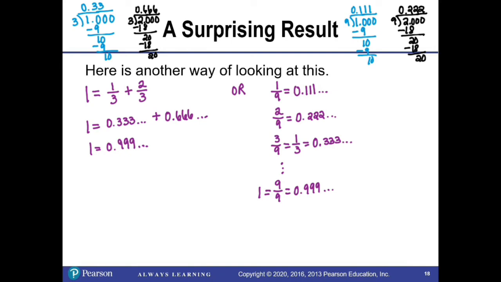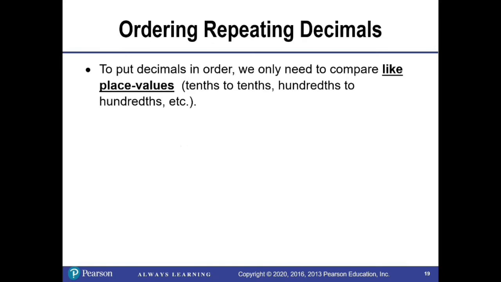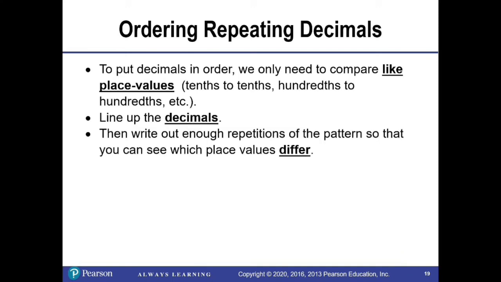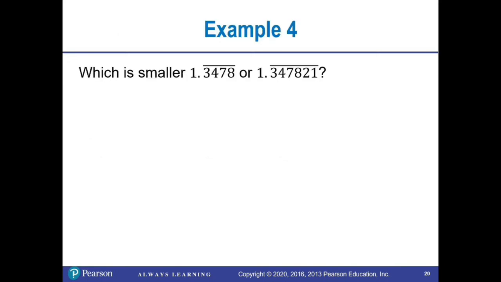One last topic in section 7.3 is ordering repeating decimals. To put our decimals in order, we compare like place values. Tenths to tenths, hundredths to hundredths. Line up your decimals, then write out enough repetitions of the pattern so you can see where the place values differ. Let's compare 1.3478 repeating to 1.347821 repeating.